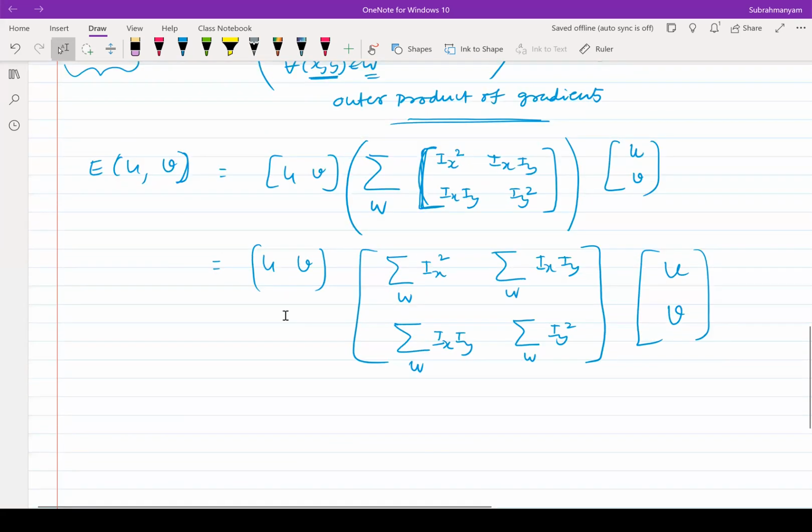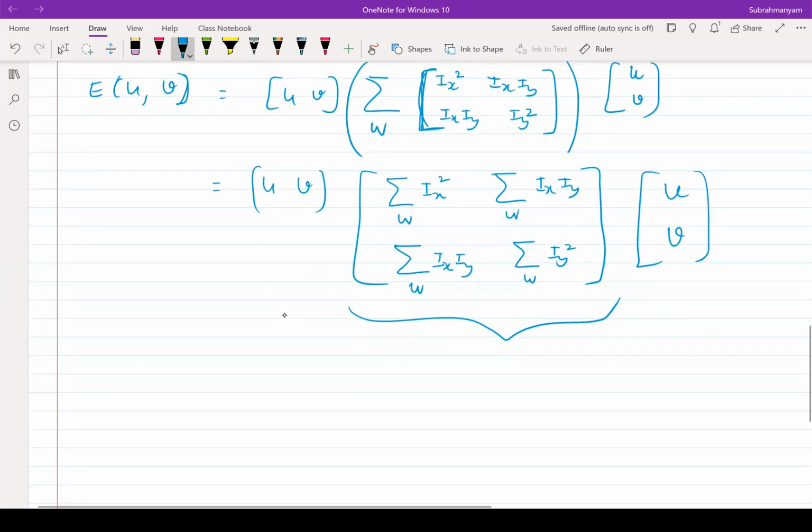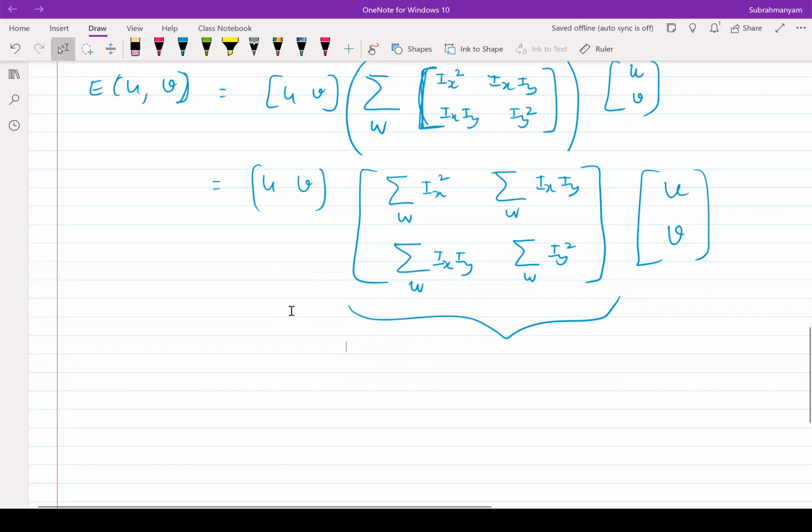And by the way, this is something you would come across in computer vision in a lot of places. This is referred to as, maybe someone at least might have heard it, the second moment matrix. There is another name which is rarely used, not so often, called the structure tensor. That's another name for this matrix.